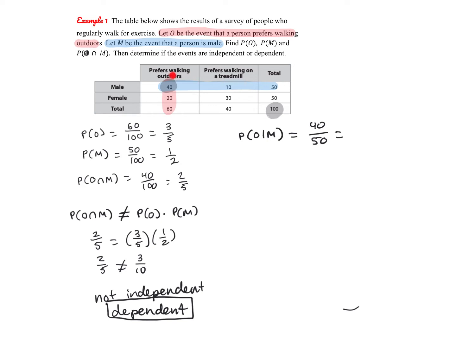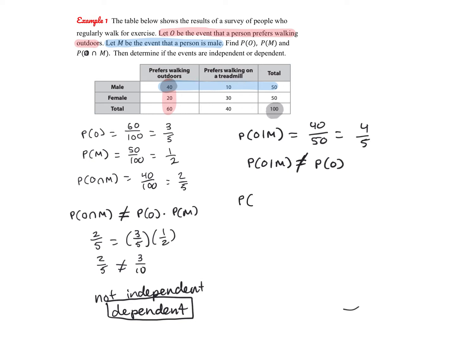Sorry, the probability that they prefer walking outdoors given that they are male is 40 out of 50, so 4/5. So you can see that the probability of O given M is not equal to the probability of event O, which is 3 out of 5. Since they are not equal, again, this would be a way we could say they are not independent. So it also shows that they are dependent.